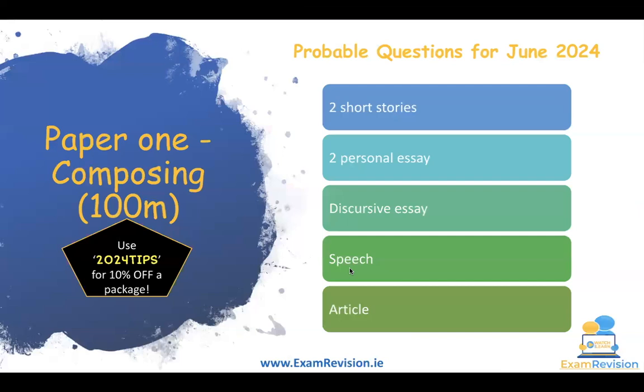So jumping into our predictions, we're going to start with paper one and the composition. So guaranteed 2 short stories, 2 personal essays, discursive essay, speech, article. It's been the trend for many years. If it's not necessarily 2 short stories, it'll be 2 creative writing tasks.